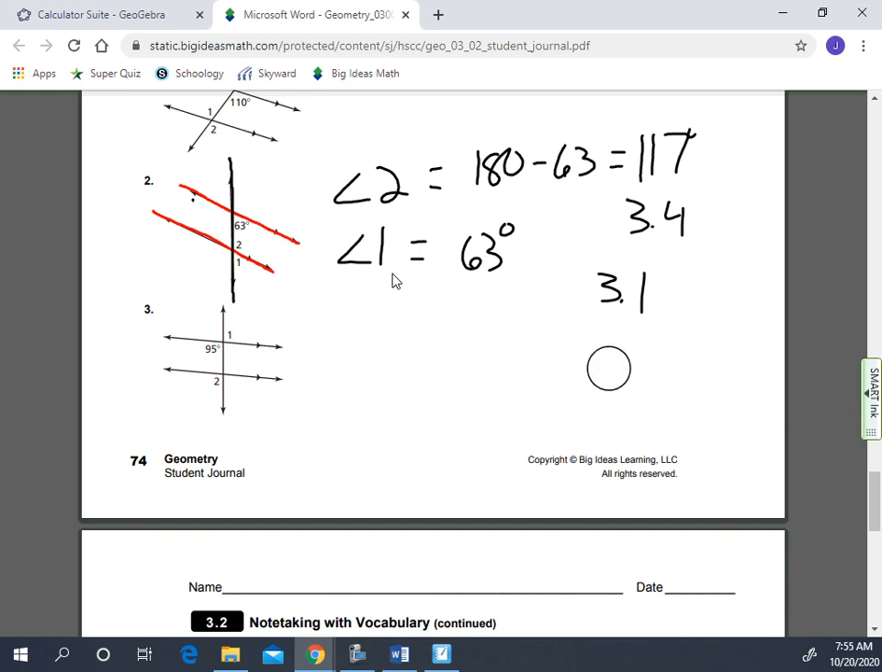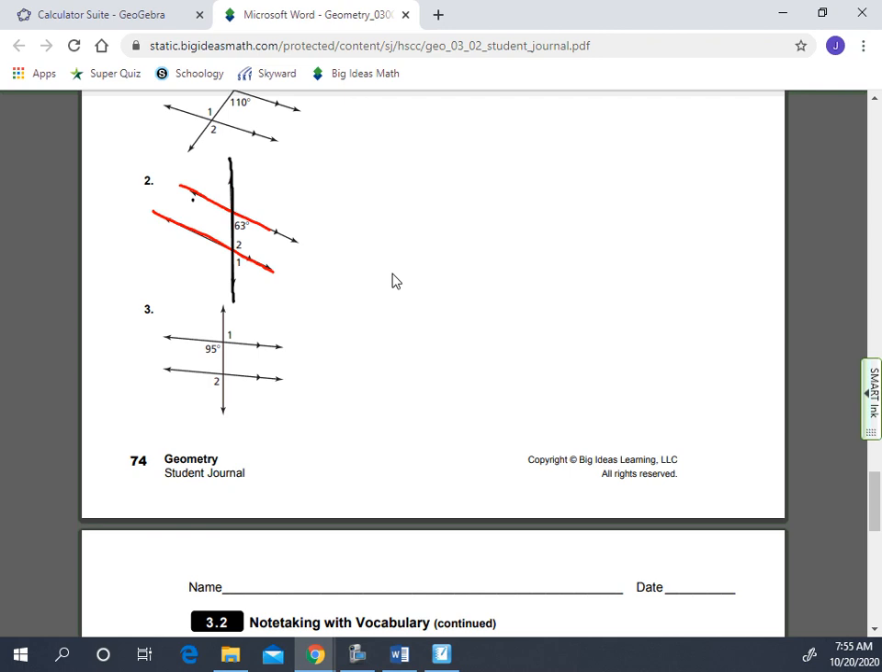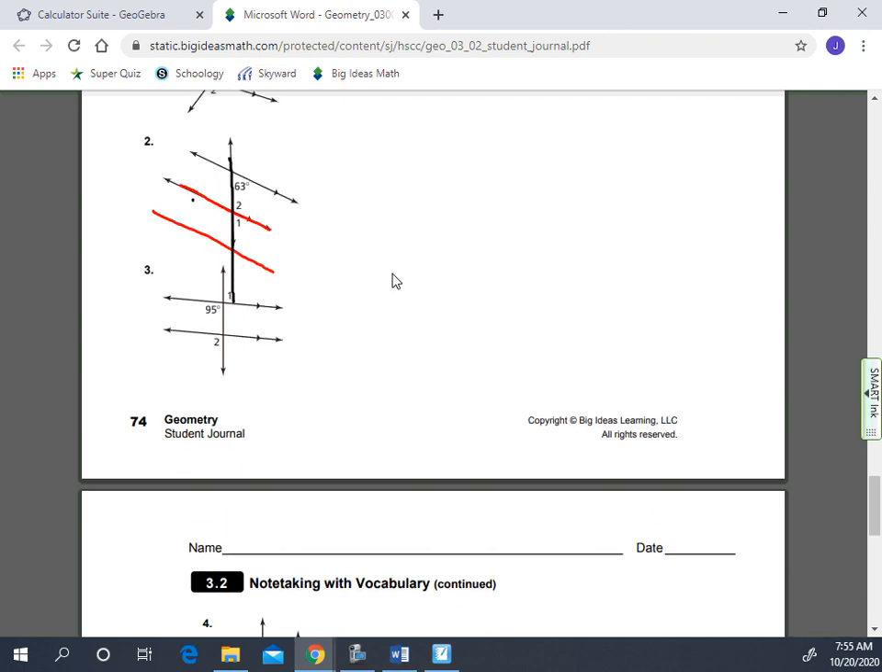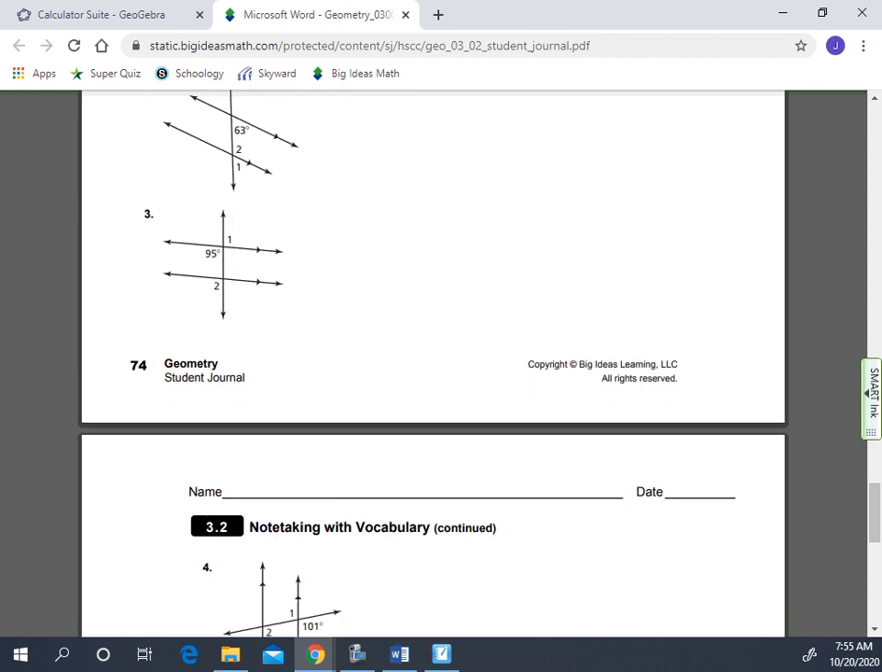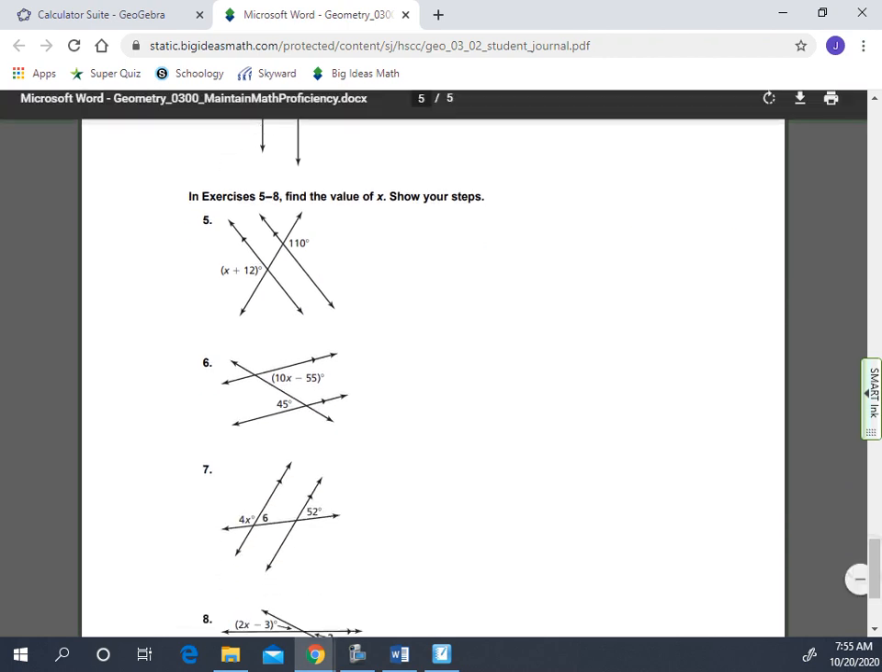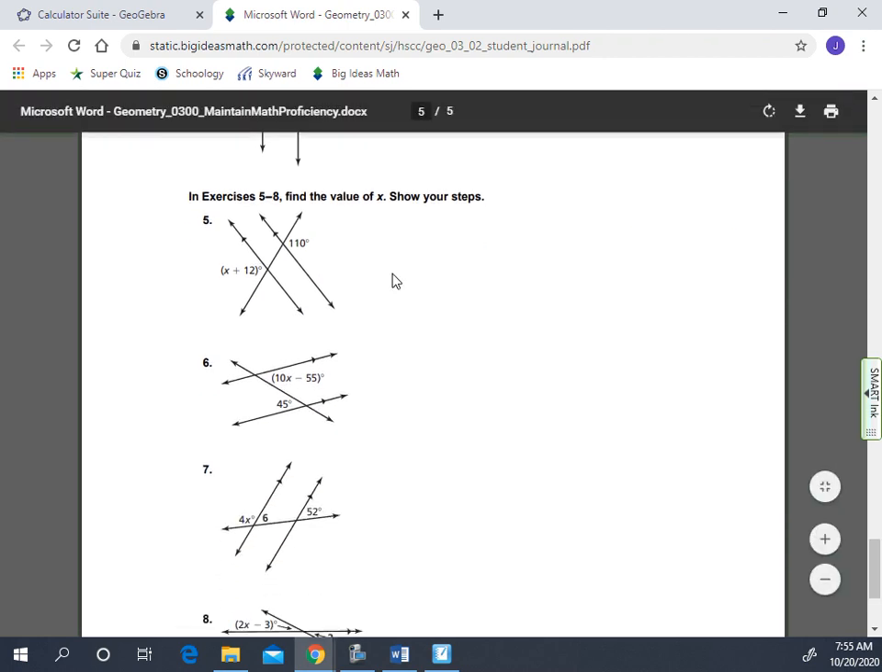Go to number 3. Number 3, I'll let you guys do. I'll let you guys practice that on your own. And number 4. You guys do 3 and 4. Let's do number 5. Okay. Don't have to show any theorems or tell any theorems. We can just find our angle.